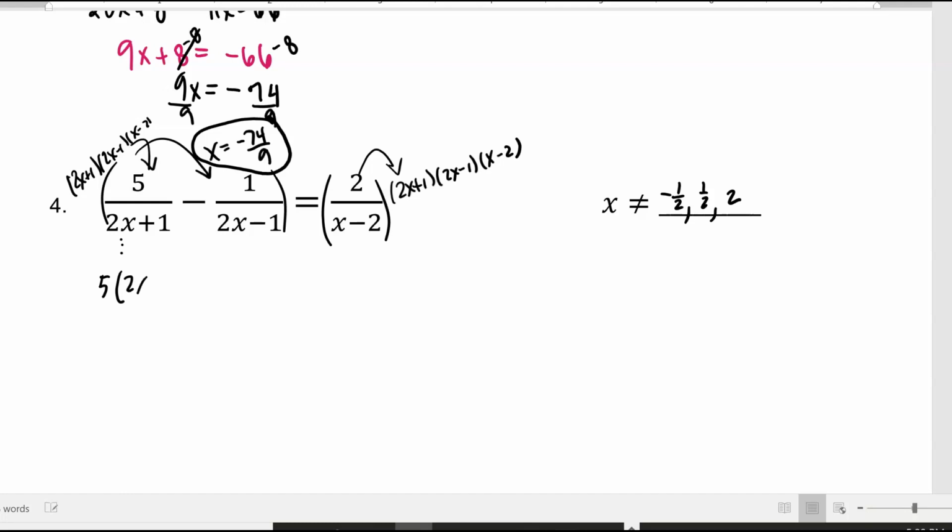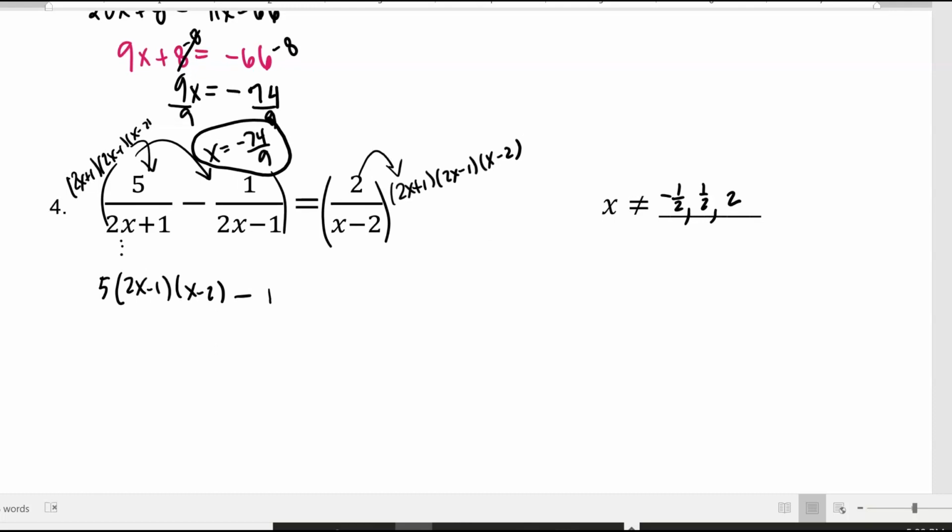Then you have that 2x minus 1 and that x minus 2 left over, minus. And then what cancels out in the middle? That 2x minus 1 cancels out. You should have had a 2x plus 1 left over and an x minus 2. And on the right side, you see that the x minus 2's cancel out. You have a 2 times 2x plus 1 times 2x minus 1.